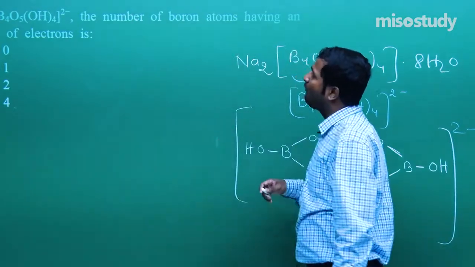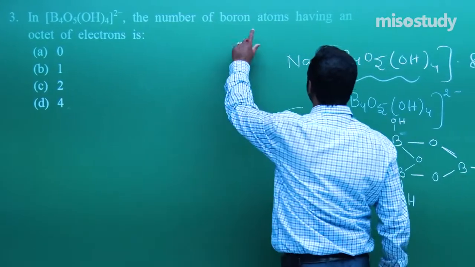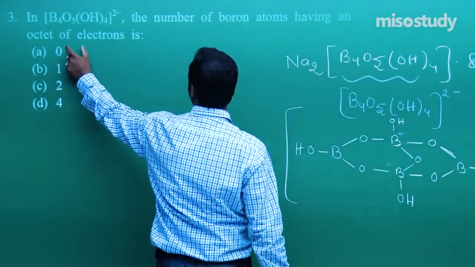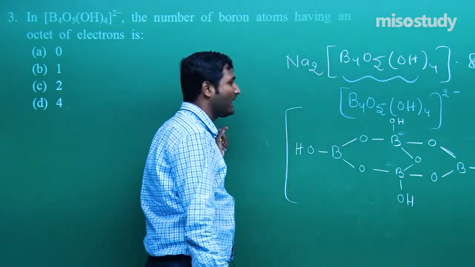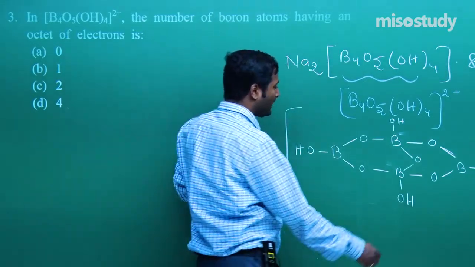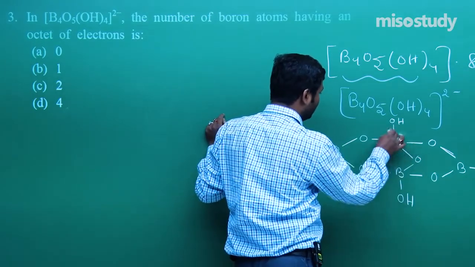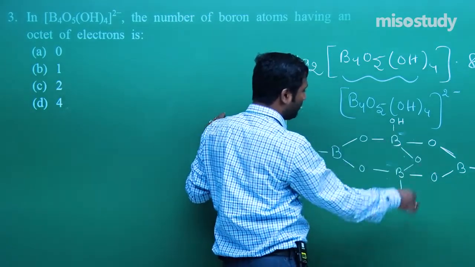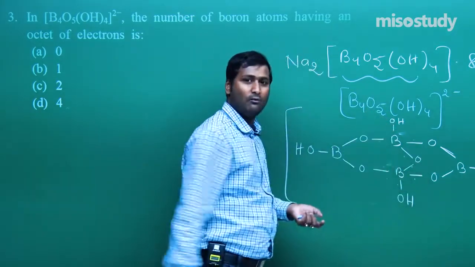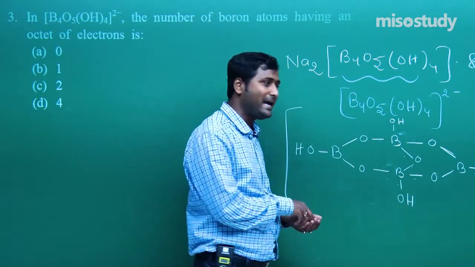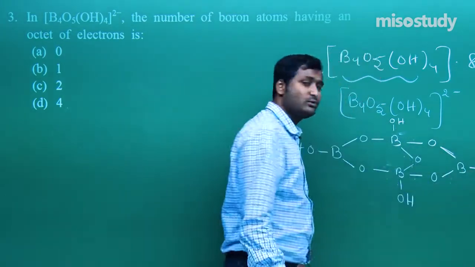In B4O5(OH)4 2 minus, the number of boron atoms having an octet of electrons. It's very simple. Tell me which boron atom has an octet of electrons. Look at this case: 1, 2, 3, 4. In this case, 1, 2, 3, 4 bonds, that is 4 into 2, 8. But in this case only 3: 1, 2, 3. 3 into 2, 6.